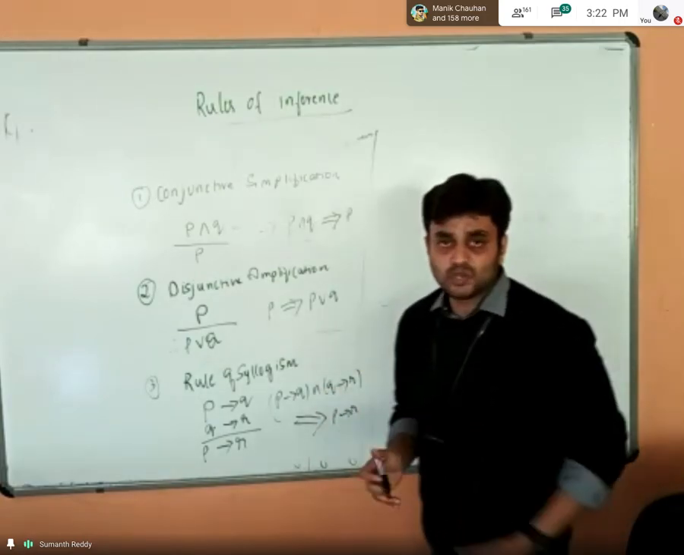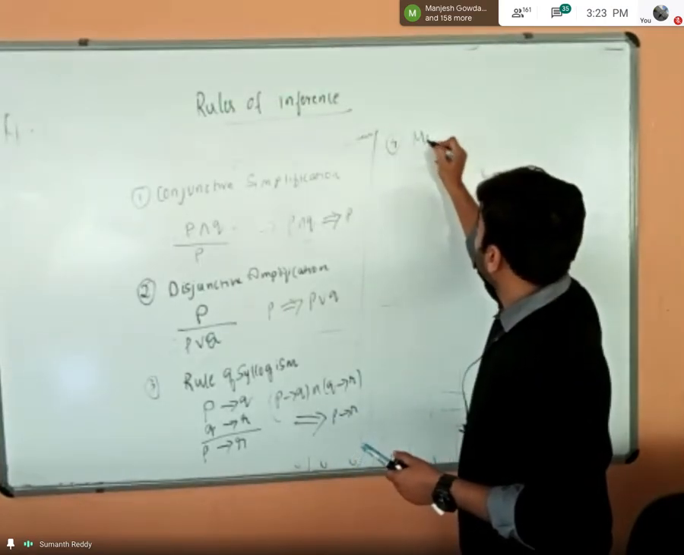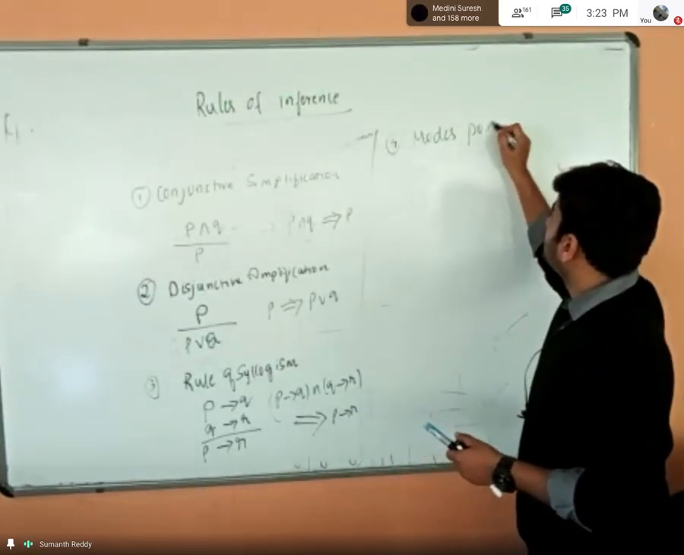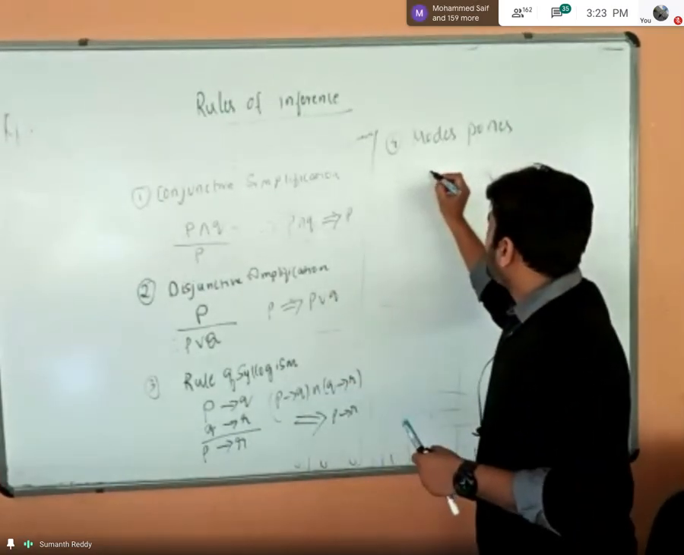Okay, so these three rules are very simple, easily you would have understood. So now I will go to the fourth rule. It's very important. That is Modus Ponens rule. Okay, so what is this Modus Ponens rule? Now I will tell you that.